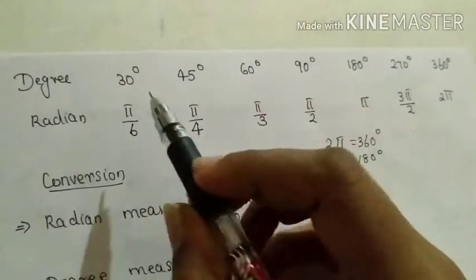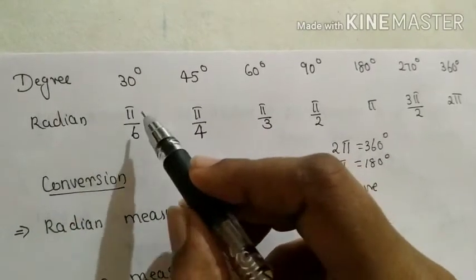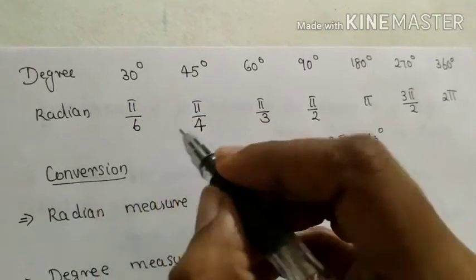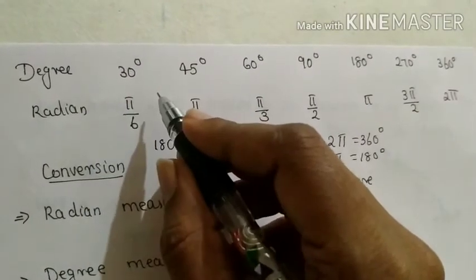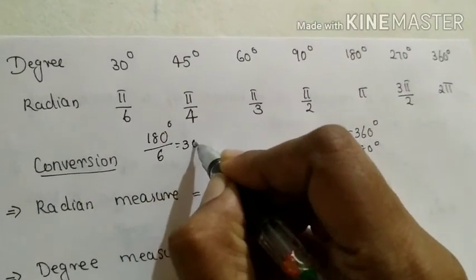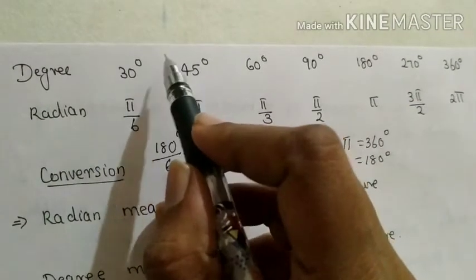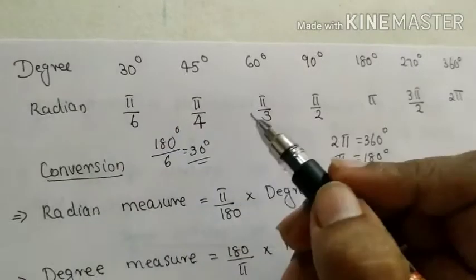Right. So 30 degree in radian is equivalent to pi by 6. We know that pi radian is equivalent to 180 degree, so 180 degree divided by 6 is 30 degree, right? So 30 degree is equivalent to pi by 6 in radian.